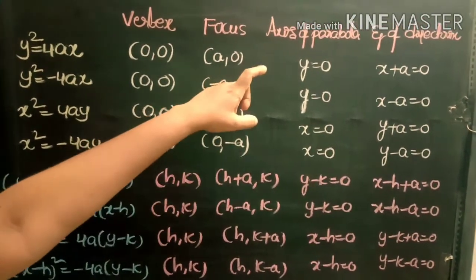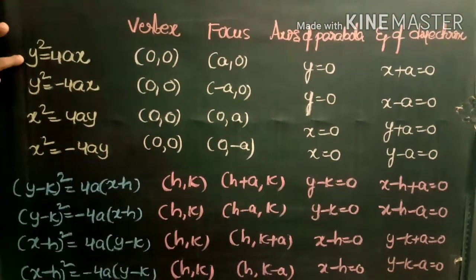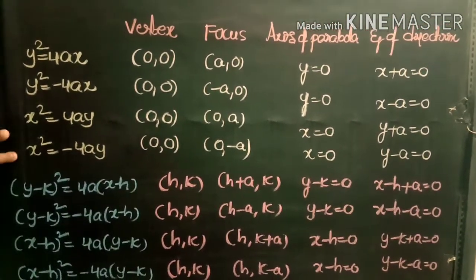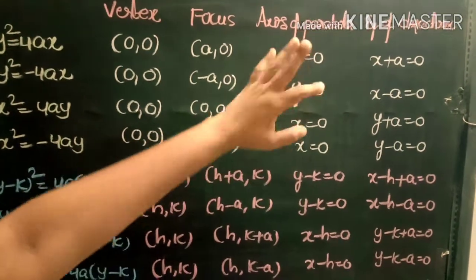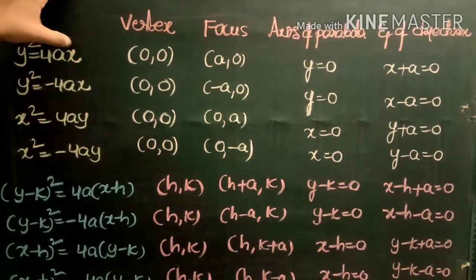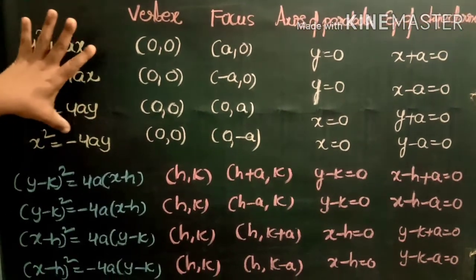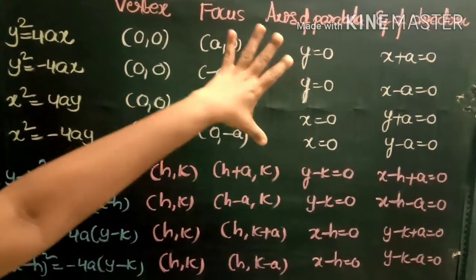And the axis of the parabola means we simply take the left hand side value, that is y equal to 0, y equal to 0, x equal to 0, x equal to 0. And the equation of directrix means we take x plus a equal to 0, x minus a equal to 0, y plus a equal to 0, y minus a equal to 0. These are the first four forms.